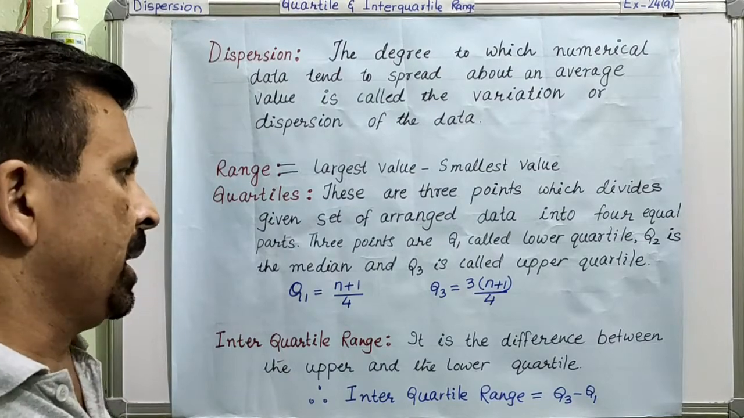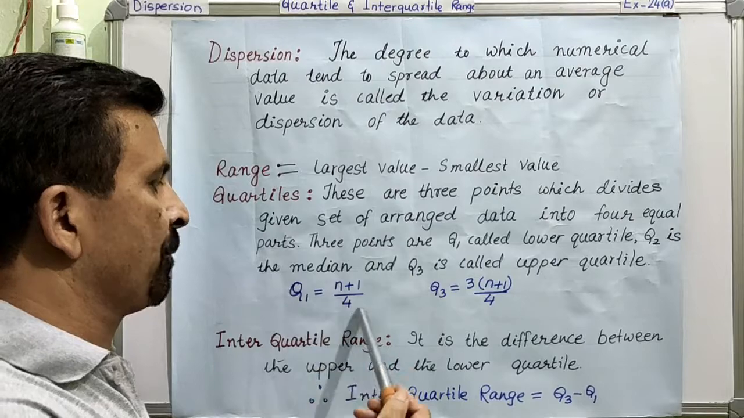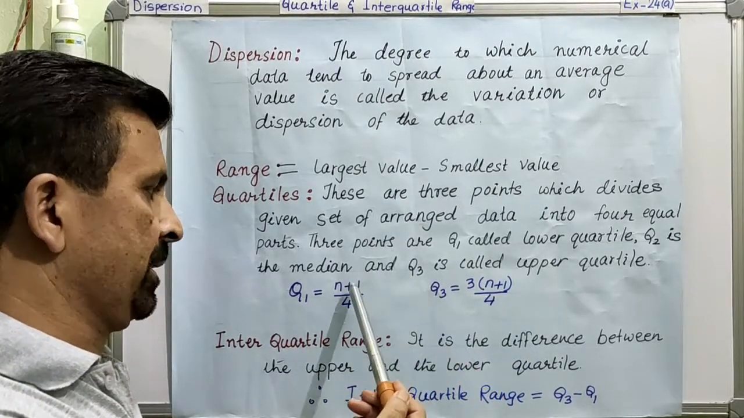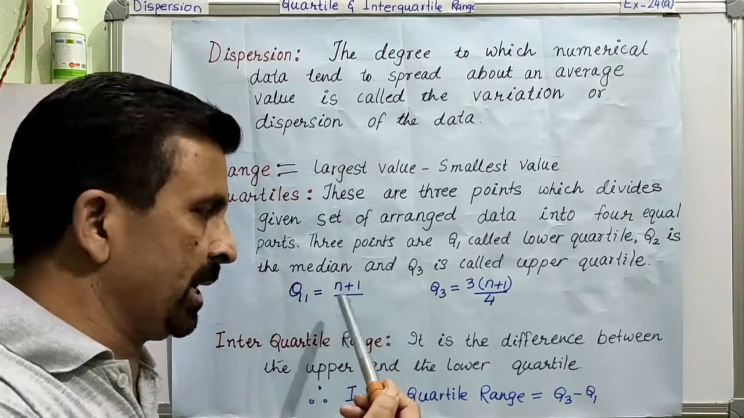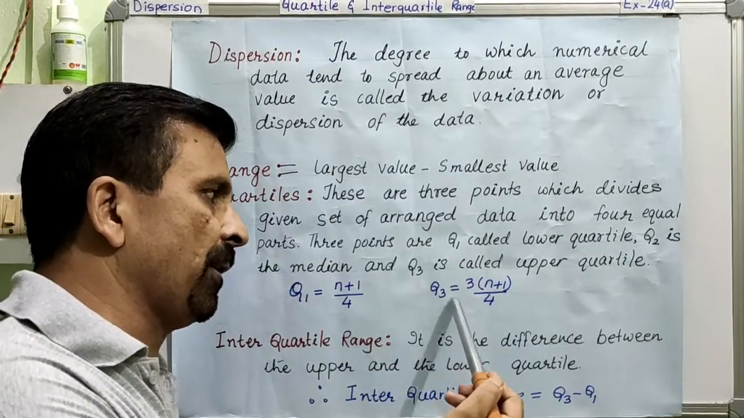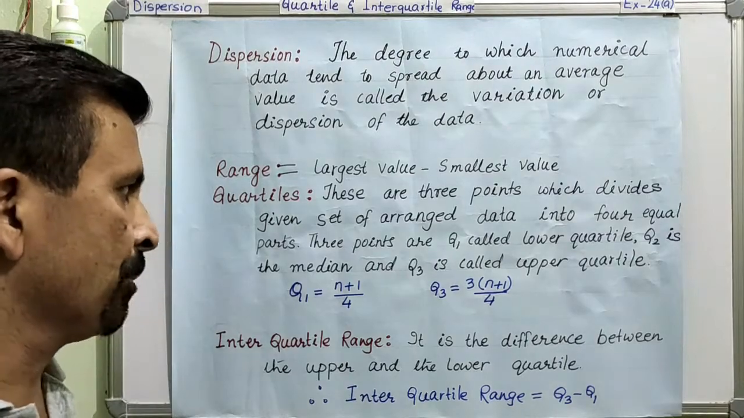Now, this is the formula to calculate the position of the lower quartile. By using this formula, we can find the position for the lower quartile, and this is the formula for finding the upper quartile. Am I very clear?